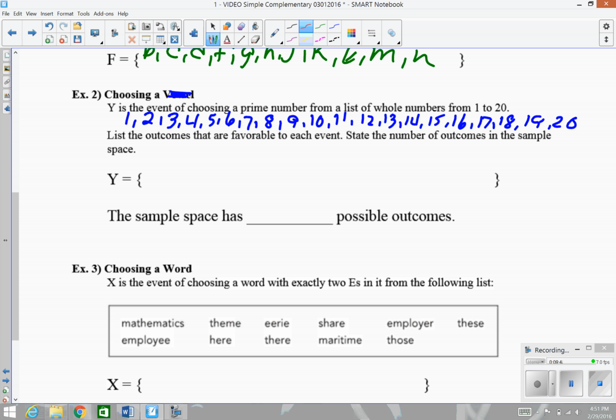Remember, a prime number is a number that only has 1 and itself as factors. 1 is actually in its own special category, so we'll start with 2. You want to ask yourself, is there any number that goes into 2 other than 1 and 2? The answer is no, so 2 is prime. 3 is prime. 5 is prime. 7, 11, 13, 17, and 19.